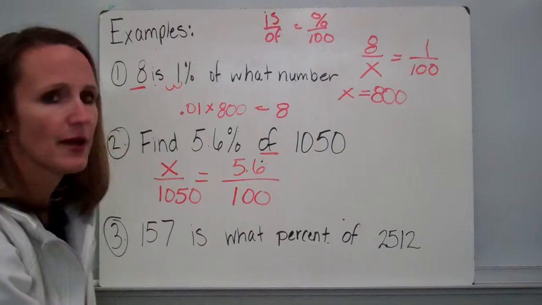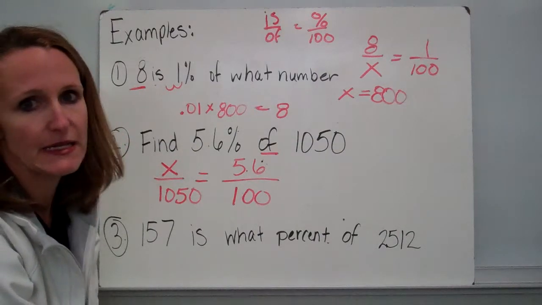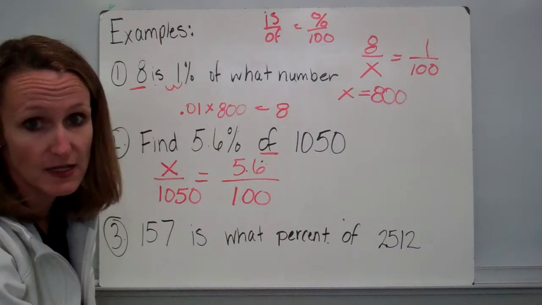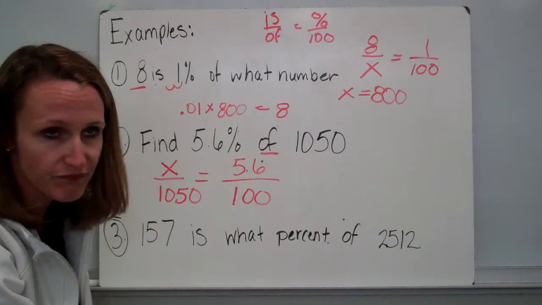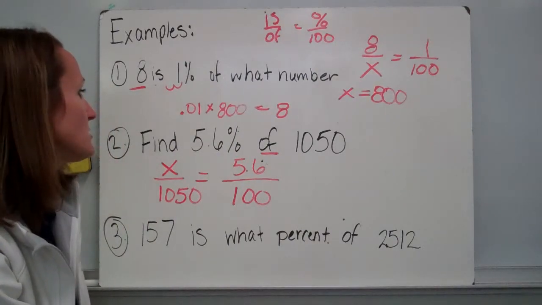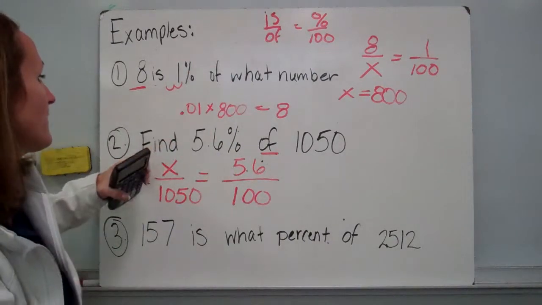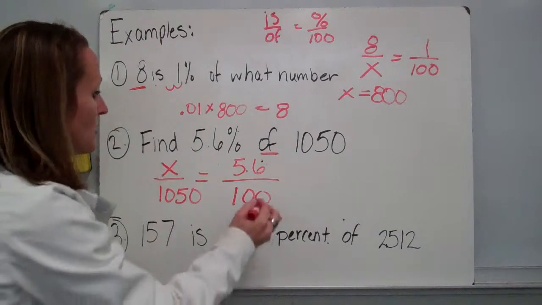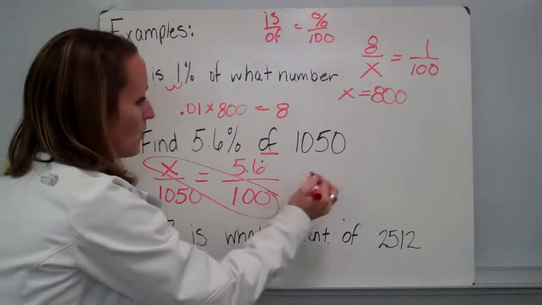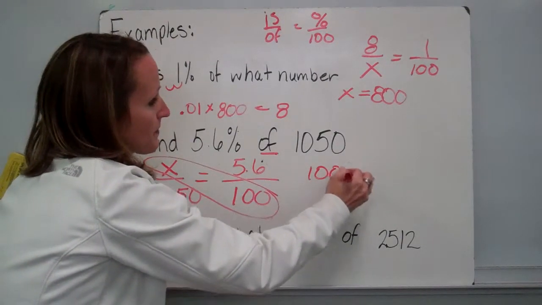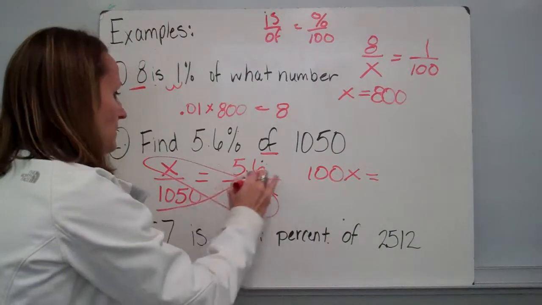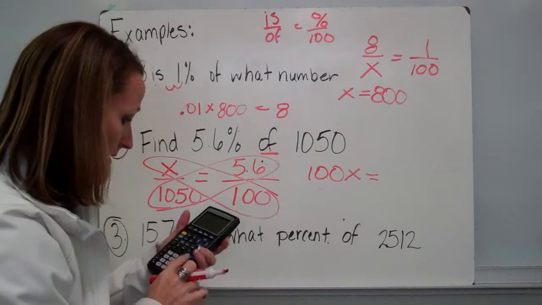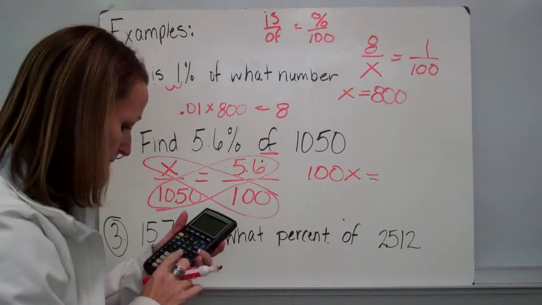But wait, my problem doesn't say is. No, it doesn't. Instead, it says find. Sometimes we'll see the word find instead of is, and that's okay. So in this case, instead of an is word, we had the word find, and it's substituted in. So this time, when we cross multiply, I'm going to get 100x equals 1050 times 5.6. I can't do that in my head. I would guess that neither can you.